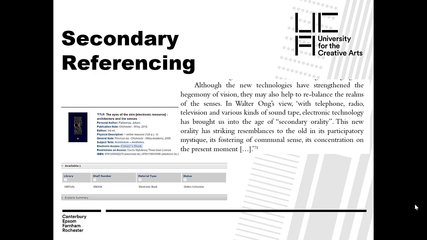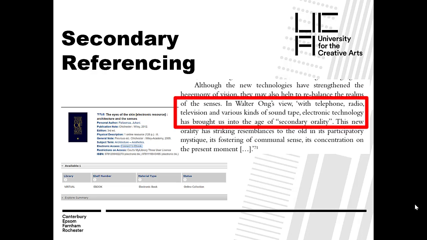So the example that I'm going to use to show you secondary referencing is the book on the left of the screen here, and it's The Eyes of the Skin, Architecture and the Senses by Juhani Pallasmaa. So on the right of the screen, I've got a section from that book, and as you can see here in the middle, it says in Walter Ong's view, and then it goes on to quote Walter Ong.